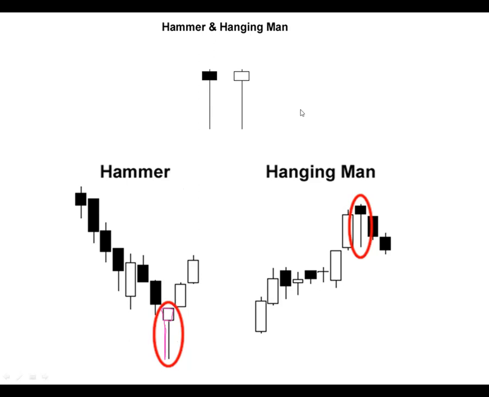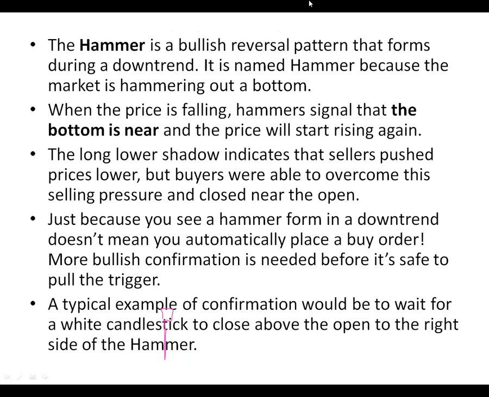Shall we? Good. We continue. So point 4 says, just because you see a hammer form in a downtrend doesn't mean you automatically place a buy order. More bullish confirmation is needed before it is safe to pull the trigger. So just because a hammer is formed doesn't mean you buy. You need more bullish confirmation.